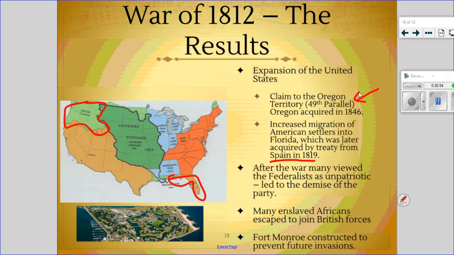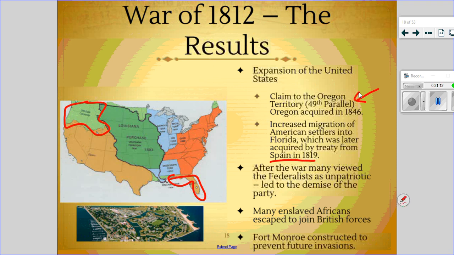Another effect of the War of 1812 is the Federalists are viewed as unpatriotic. Remember, they didn't support the war. They had their Hartford Convention. They said they were going to secede and amend the Constitution. The political party, the Federalist Party, dies out after the War of 1812.